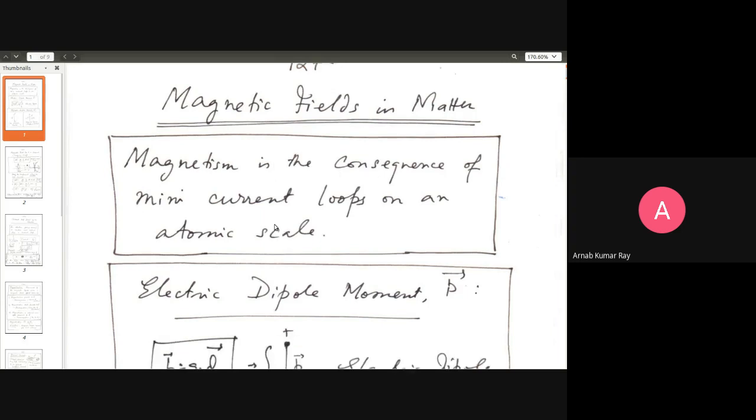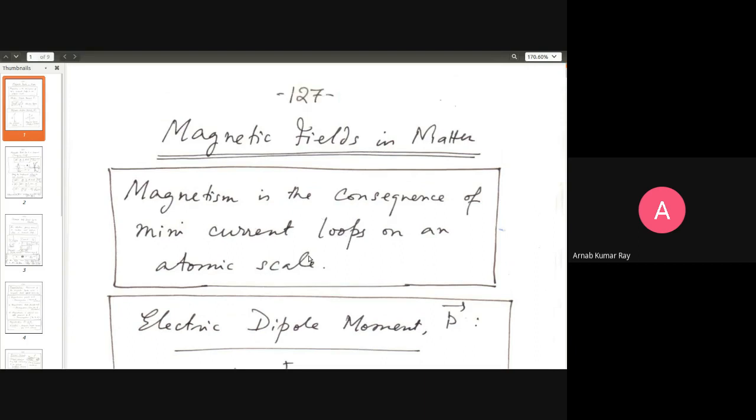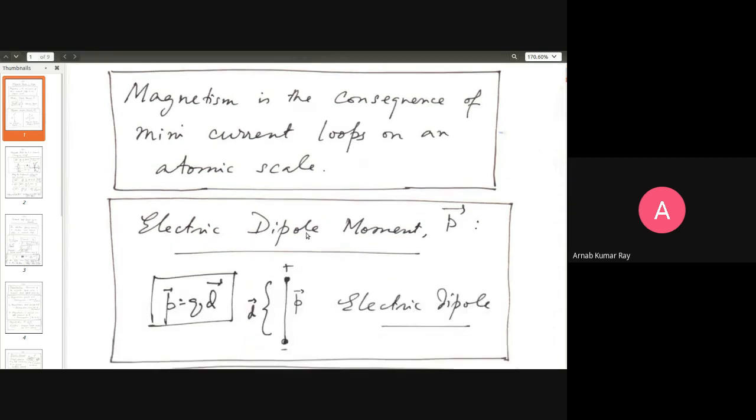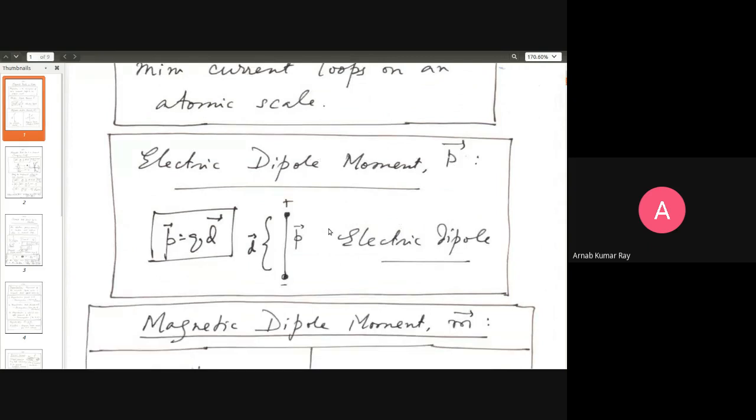Magnetism of a bar magnet, let us say, is a consequence of many current loops on an atomic scale. What do we mean by that? Let us try to understand that. You have an electric dipole moment. I'm talking about electric dipole moment P. What is the dipole going to look like? The dipole will look like a plus end and a minus end. That is the dipole. The plus and the minus ends are separated by a displacement d. And so the electric dipole moment P will be given by Q into the displacement vector from the negative end to the positive end. That is the value of the electric dipole moment P.